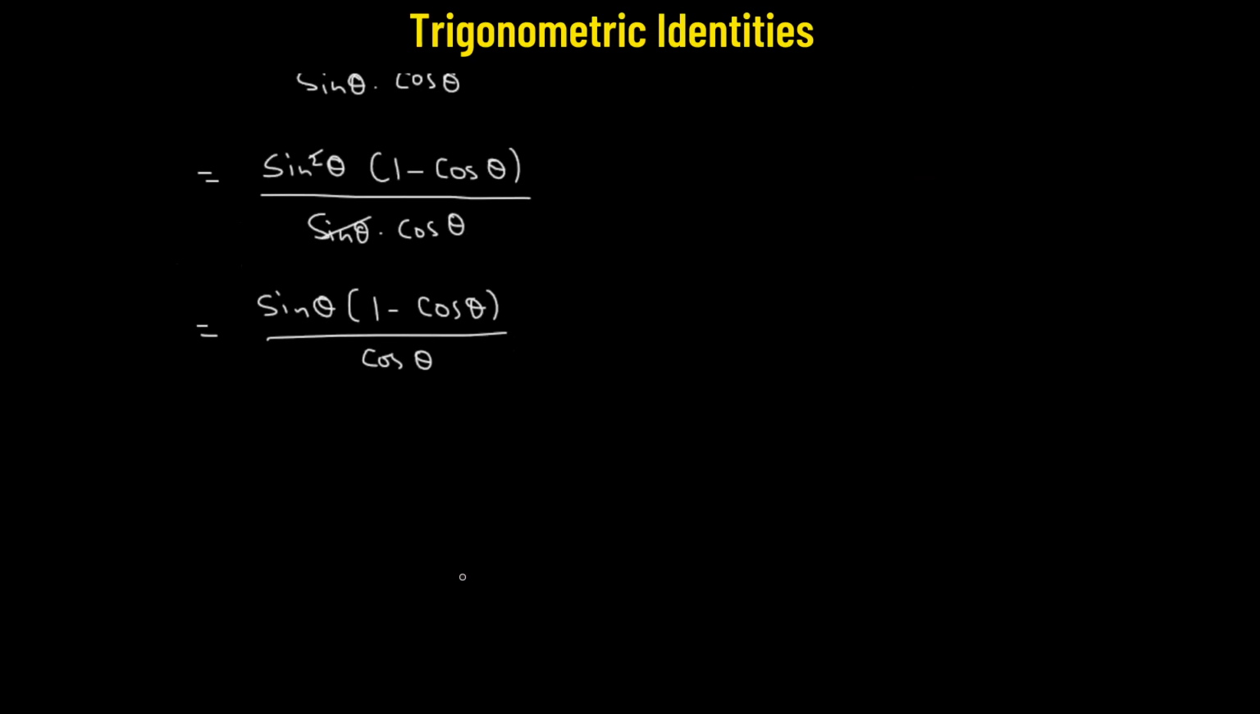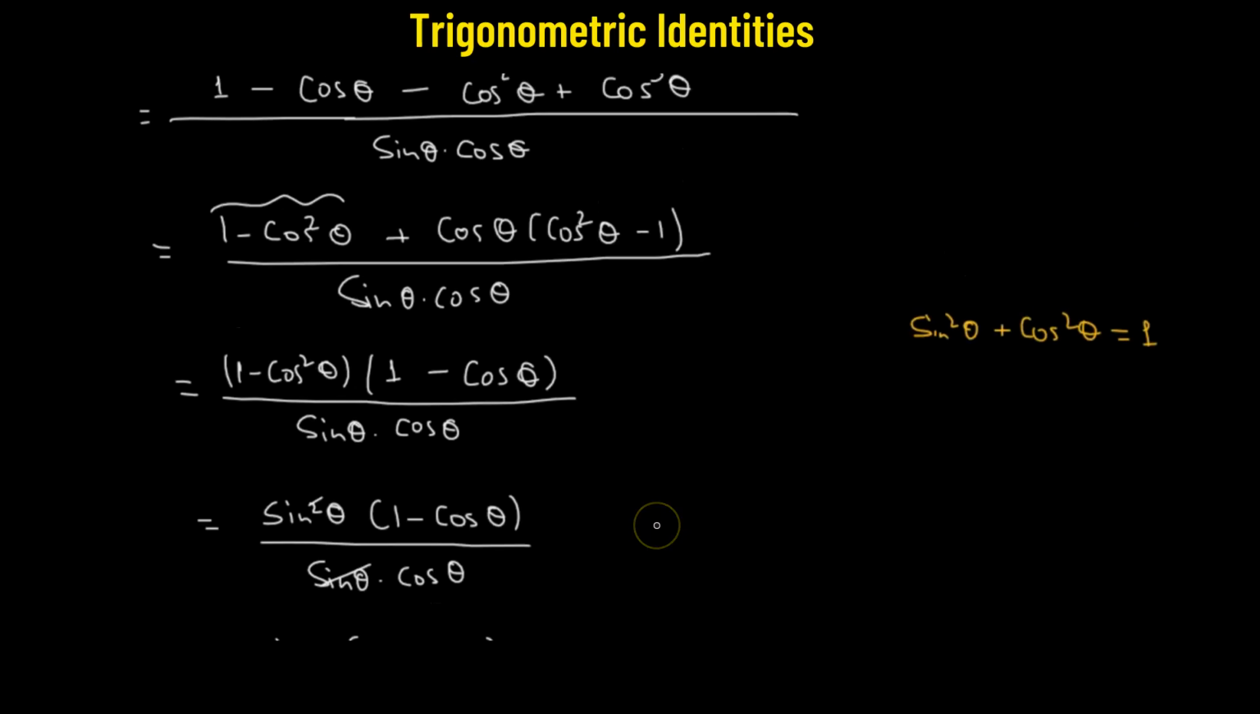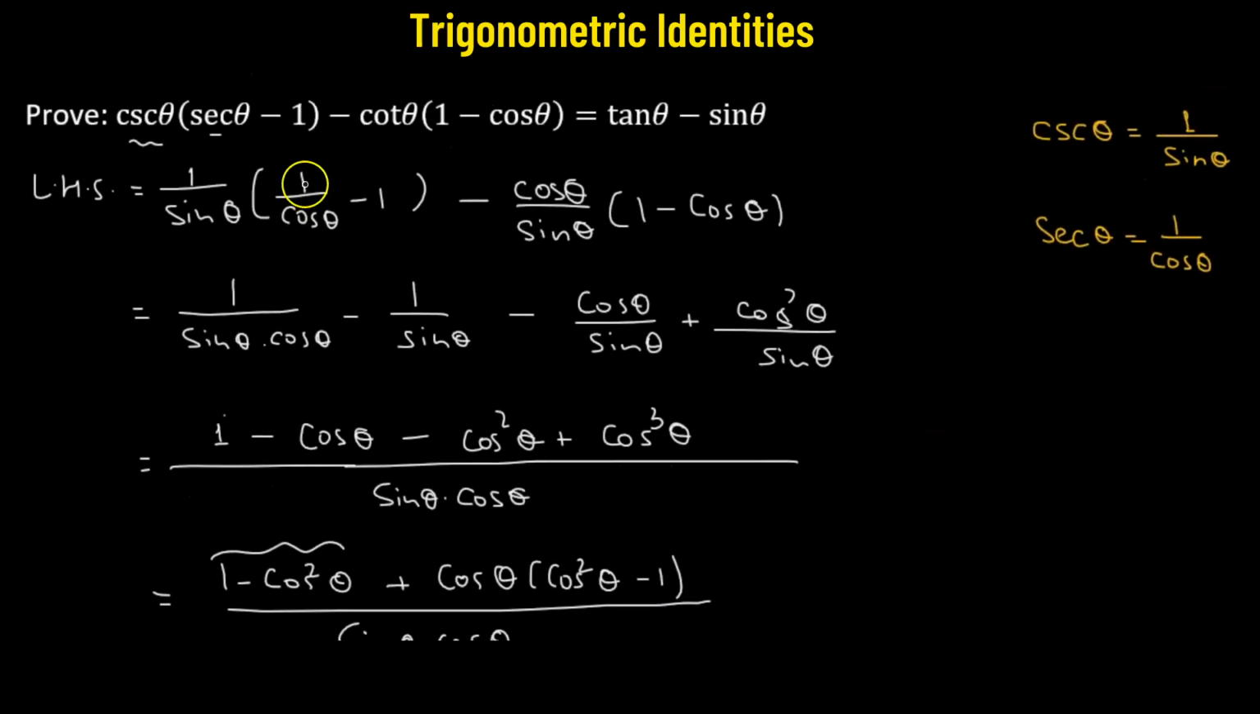Now we can rewrite this expression as sine theta divided by cosine theta minus sine theta times cosine theta divided by cosine theta. So here cosine and cosine get cancelled. Sine over cosine, the ratio, is tangent of theta, and we get tangent of theta minus sine theta, which is the expression on the right hand side. Hence we have successfully shown that the left hand side of the given expression is equal to tangent theta minus sine theta on the right hand side. Hence proved.